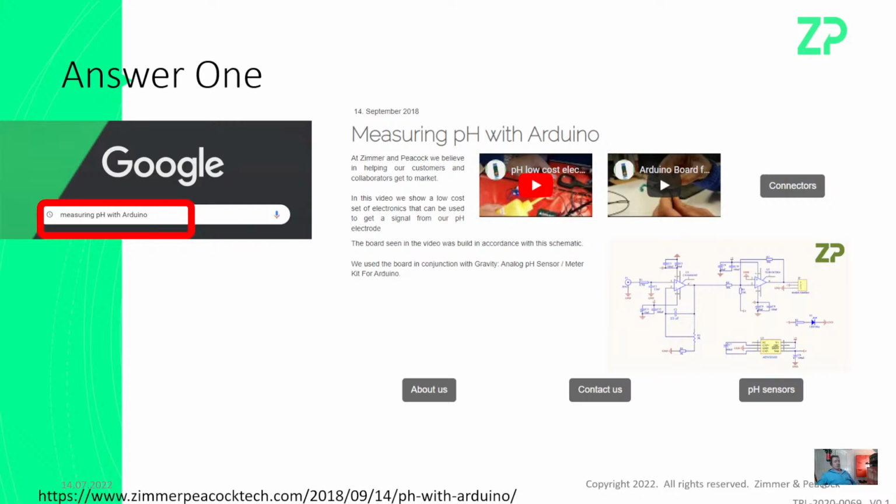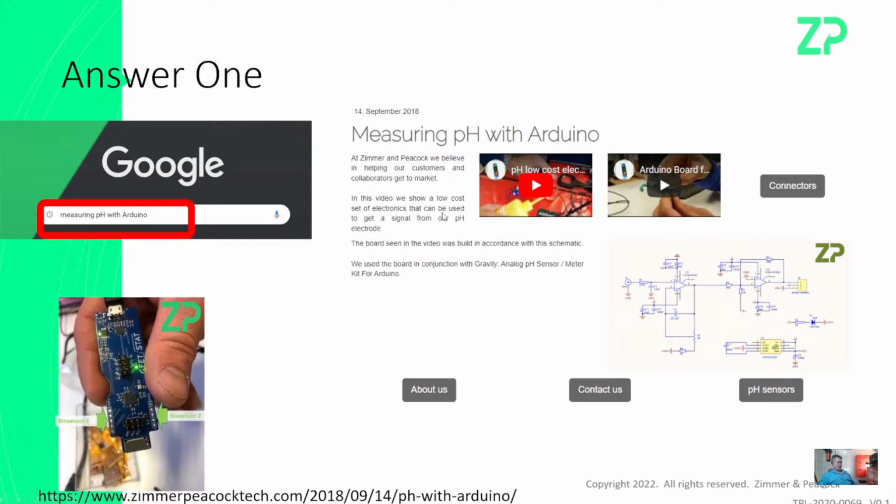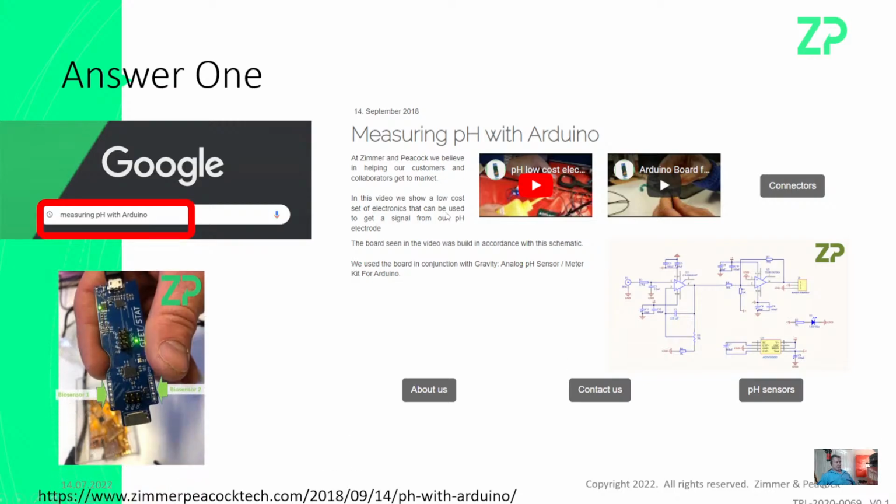We've definitely looked into that ourselves. If you get stuck and you're looking for a low-cost electronic solution for pH, we do have something, it's only €250, and there's quite a lot of support material on the website. So hopefully, either follow the link here, or I've also put a link underneath the video as well.